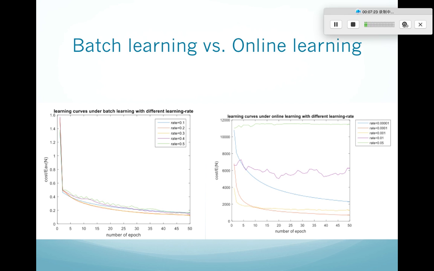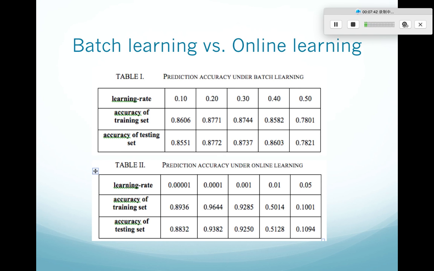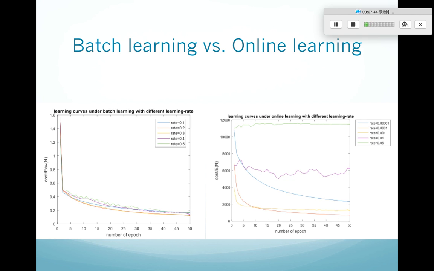Batch learning adjusts the synaptic weights of the multilayer perceptron after all the n examples are presented in one epoch of training. From the left picture and Table 1, it is obvious that learning rates of 0.2 and 0.3 are more suitable for batch learning. The higher rates, like 0.4 and 0.5, would make the weight space unstable.